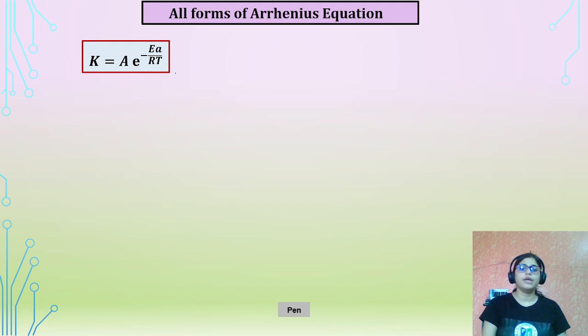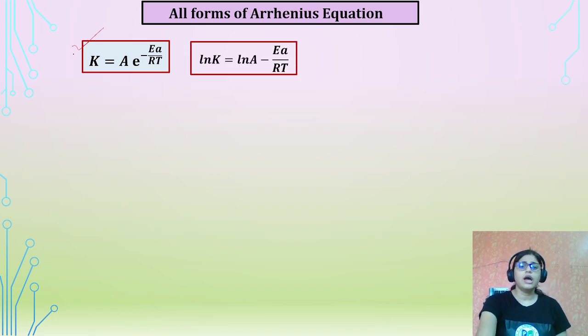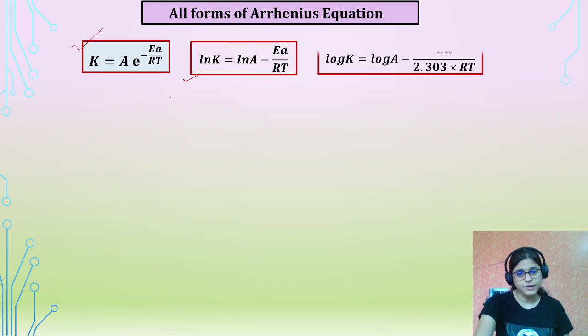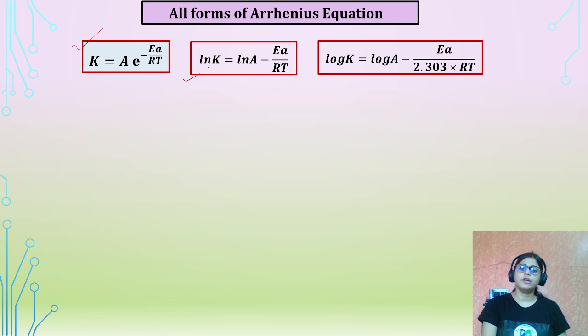So right now we have read about this. After solving the Van 't Hoff equation, we have come to this form of Arrhenius equation. Now, if we take ln, the ln form will be ln k equal to ln A minus Ea by RT. Fine. Now, if we convert ln to log, log k equal to log A minus Ea by 2.303 RT.